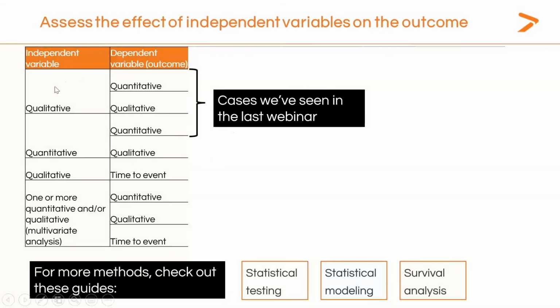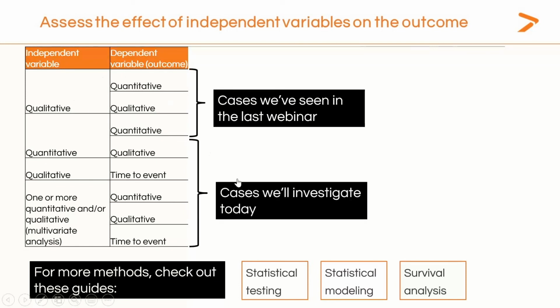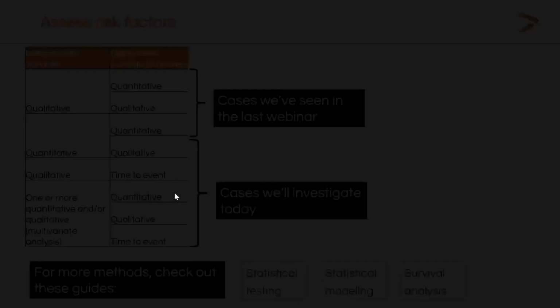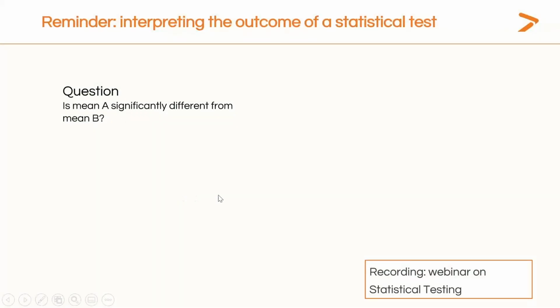Okay. So yesterday we've seen these 3 cases. We investigated these 3 cases. Today we'll be investigating the remainder. Now, a small reminder before moving on: how to interpret the outcome of a statistical test. It's very important for you at least to have one first way of interpreting p-values, for those of you who don't know yet how to interpret a p-value.